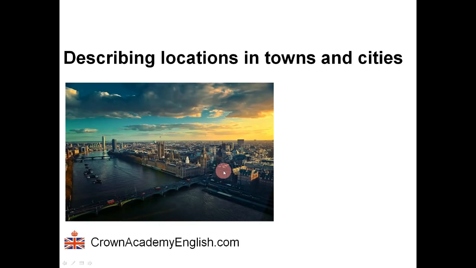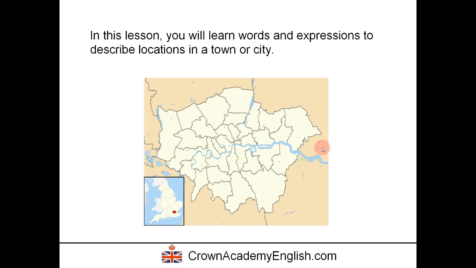Today's video is about describing locations in towns and cities. So this is a photograph of London. In this lesson you will learn words and expressions to describe locations in a town or city. And this is a map of Greater London.